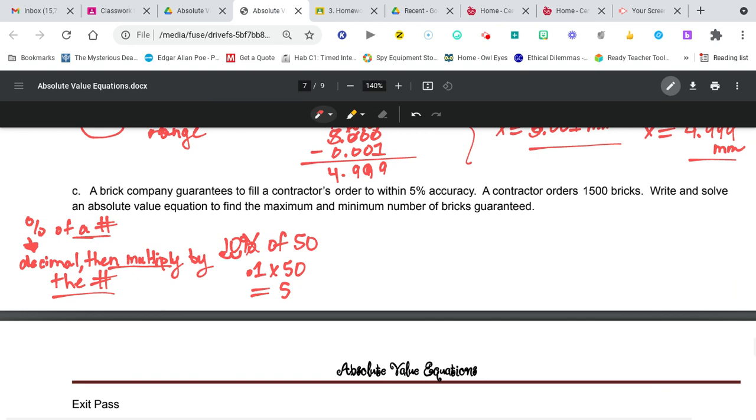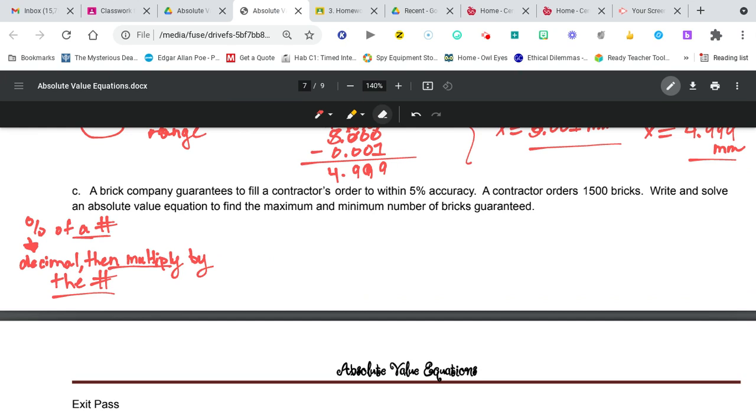Okay, so we should understand how to change a percent to a decimal and then find a percent of a number. Change a percent to a decimal, I'm moving 2 places to the left and dropping the percent, and then multiplying that decimal by the number you're trying to find the percent of. Okay, now let's look at C.